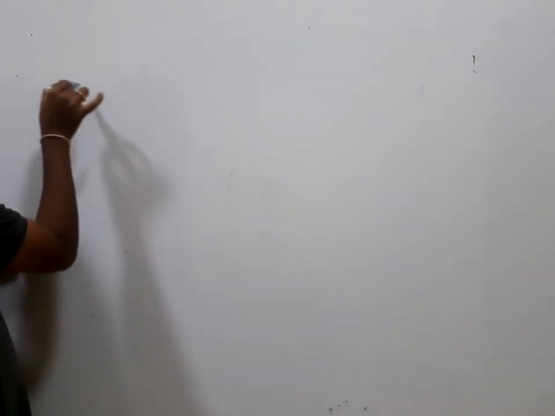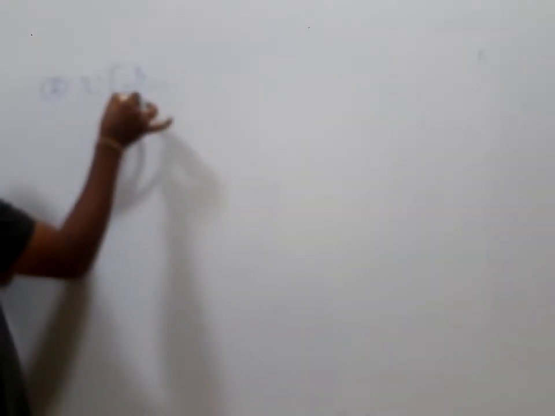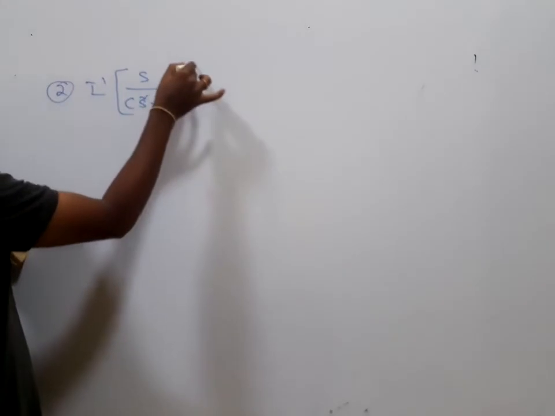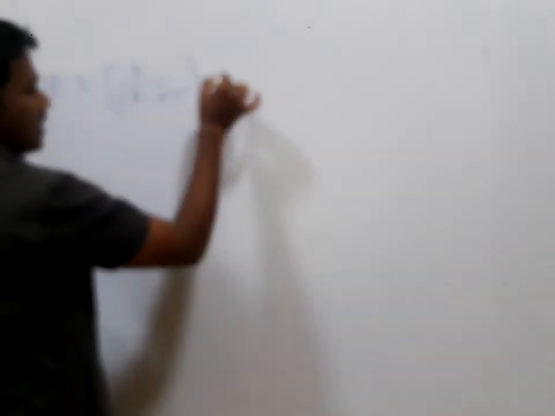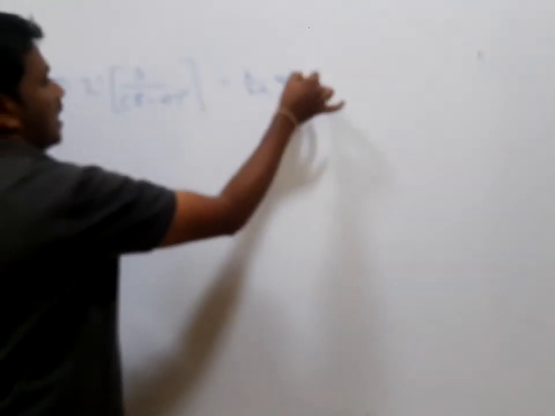Next, the same way, the same problem I am giving: evaluate L inverse of s divided by (s square minus a square) whole square. What is the answer you are expecting here? t divided by 2a sinh at.